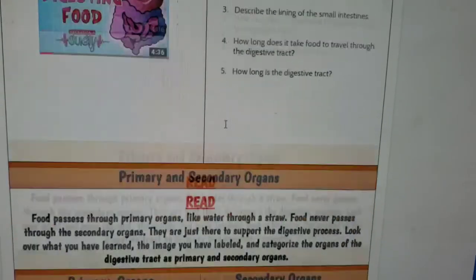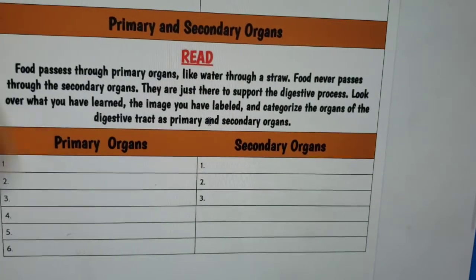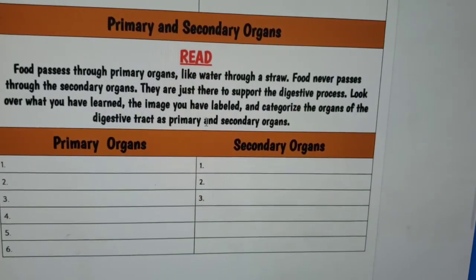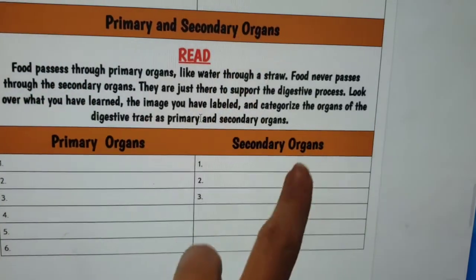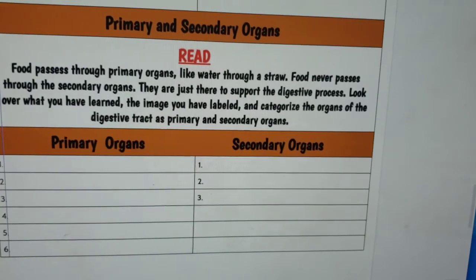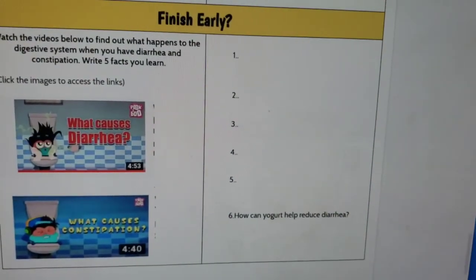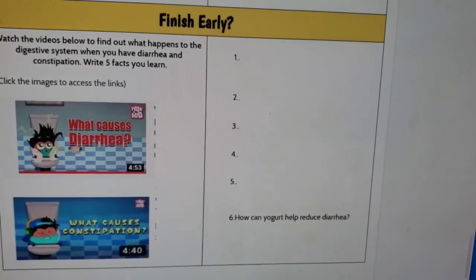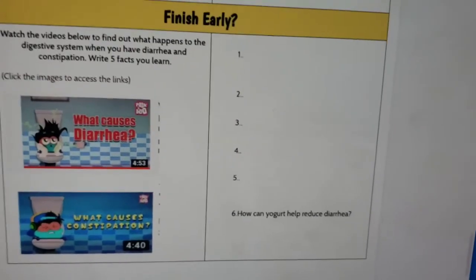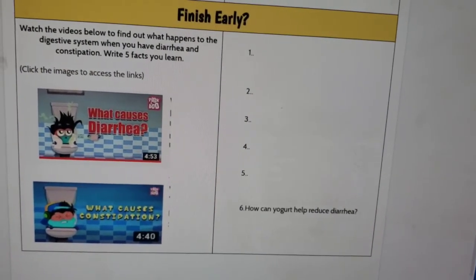And then I break this up into 2 days, because it's kind of lengthy and there's a lot to learn about the digestive system. So they're going to read this, and then they're going to list the primary and secondary organs of the digestive system. And then there's some early finisher stuff. So what causes diarrhea, what causes constipation, just a little extra information about the digestive system that'll keep them engaged and still learning, even though they finish the main goals of the lesson.